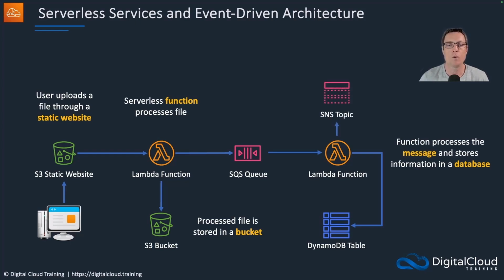The Lambda function might also use an SNS topic to send a notification via email. All of this happens automatically. The user simply uploaded an object to a website. Everything else happened automatically. It was event-driven. So an event that happened in one service triggered an action in another service, and here we have a whole chain of those actions taking place.